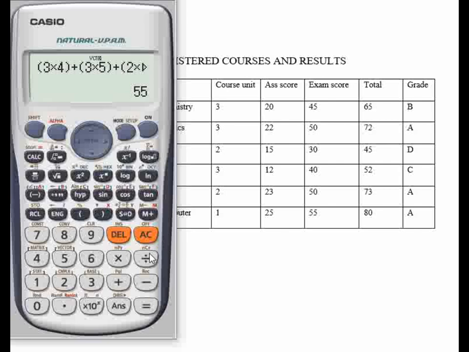So the person's GPA, which is the grade point average, will be that same 55 divided by 14. That will give you 3.92857, so on and so forth. But CGPA or GPA, that is grade point average or cumulative grade point average, is always in 2 decimal places. So this one will give you 3.93.